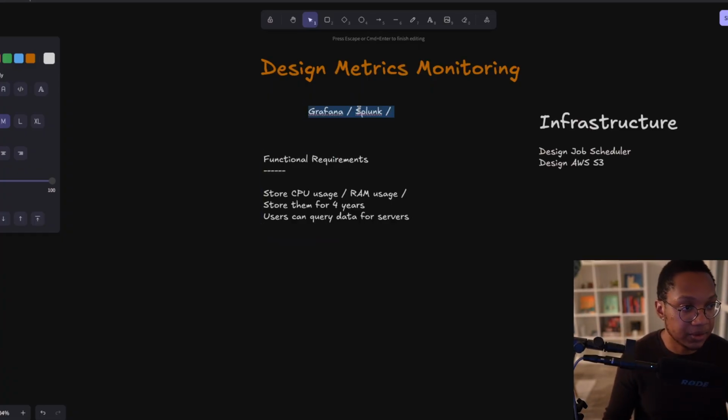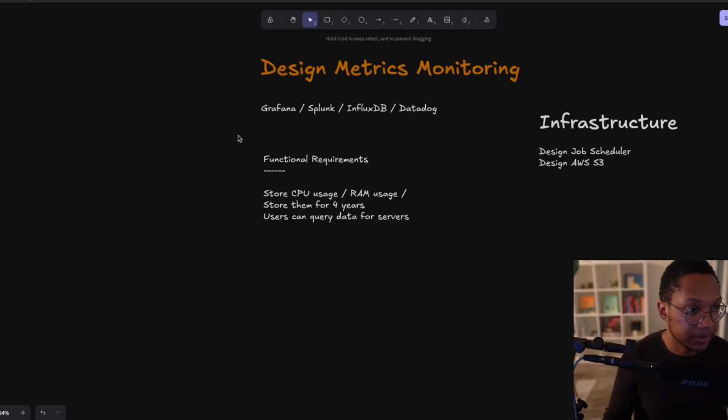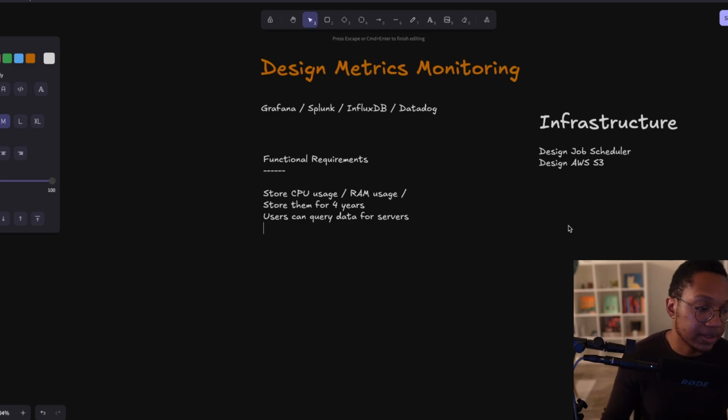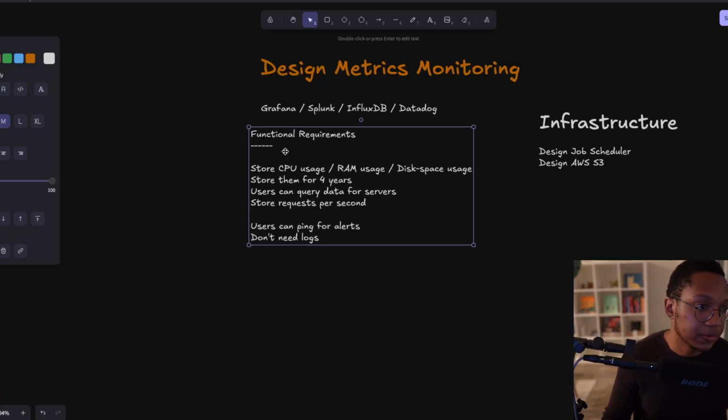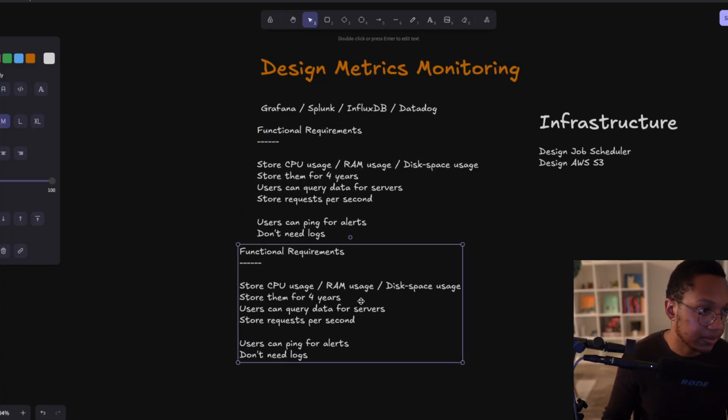Oh, here are some other ones too, by the way, because I see these in my notes. InfluxDB, we have Datadog and all of these things. And let's say disk space too, actually. So CPU usage and disk space, so how much hard drive, memory and all that stuff is there. And let's say requests per second too, actually. Store requests per second. And then what's the scale of this? We'll talk about that later. We'll keep data for 4 years. And we're also going to allow for alerts, so users can ping for alerts and don't need logs. So these are the requirements, and we're going to start running through building out a system that can do these things.